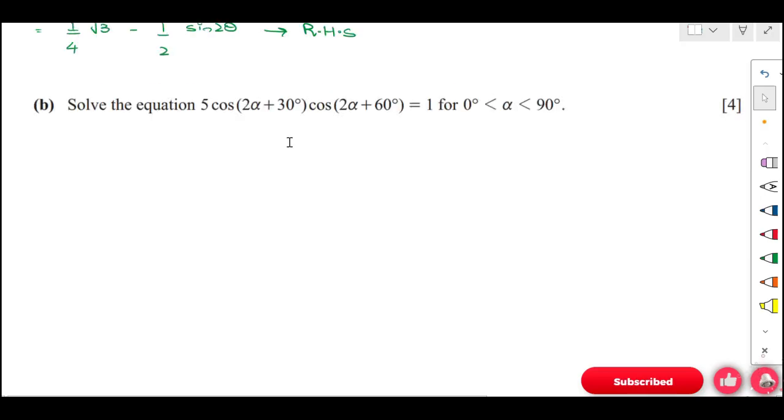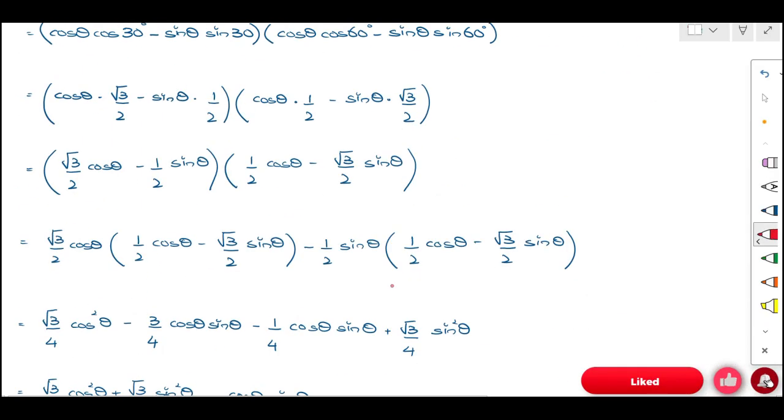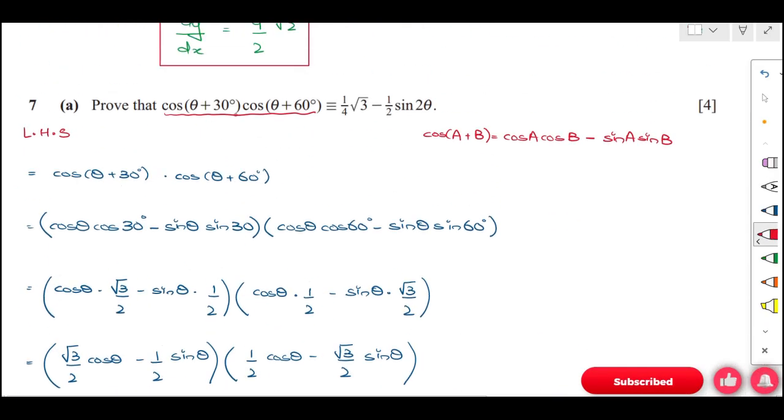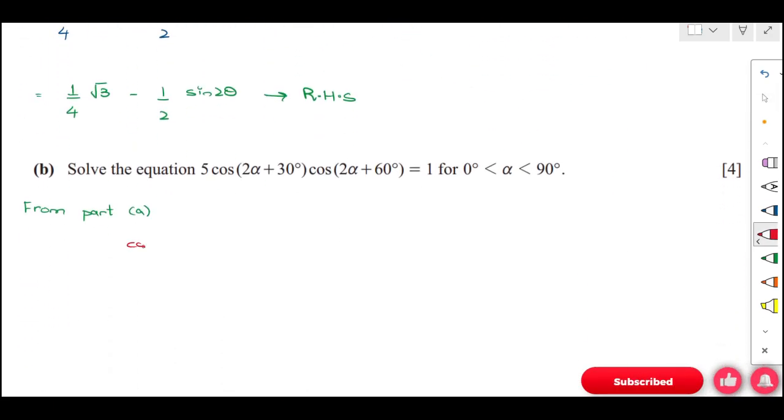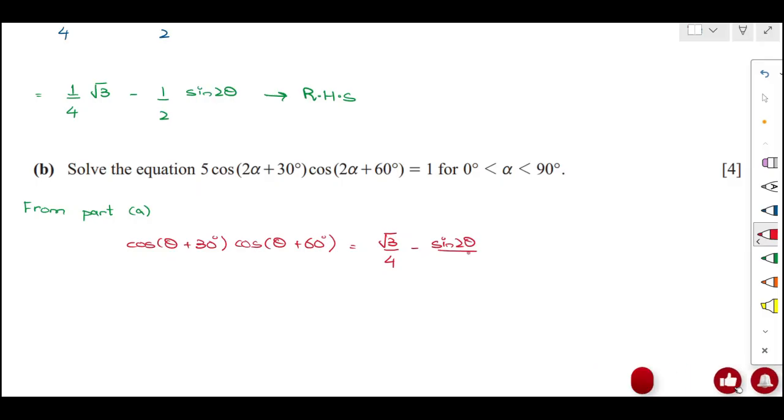Okay, so here we can say from part A, what we have done in part A. Cos(theta plus 30) cos(theta plus 60) is equal to this. Okay, cos(theta plus 30) into cos(theta plus 60), this is equal to square root of 3 by 4 minus sine 2 theta divided by 2.